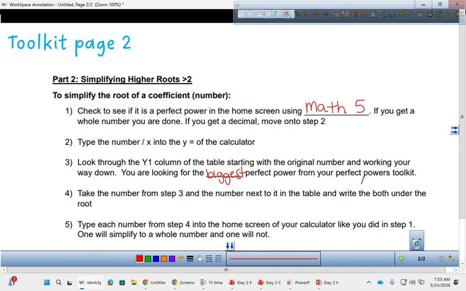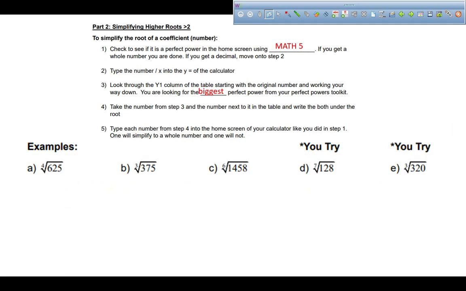Take the number from step 3, write it next to the number in the table. Type them both into the home screen of your calculator, change the one that's the whole number, keep the one that's the decimal. All of this is the same. Okay, the process is not different except for 2 things. We're using a different button in the calculator and we're using a different list of numbers. Everything else, the mentality of it all, is the same. So I don't think you're going to think it's too hard, all right?